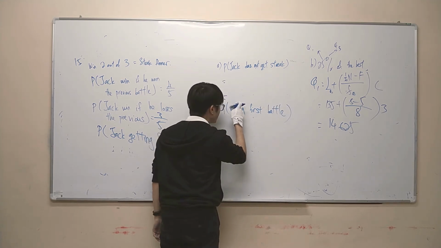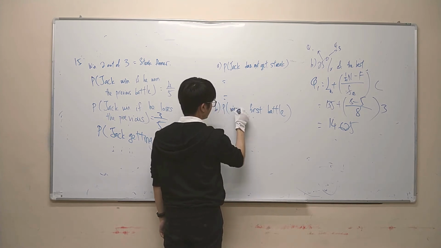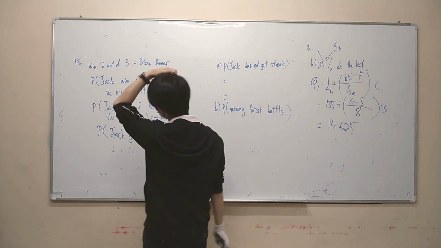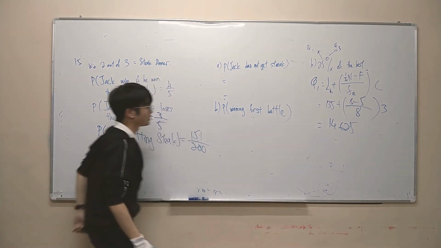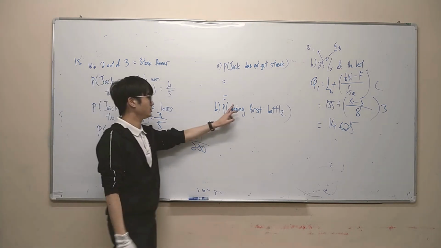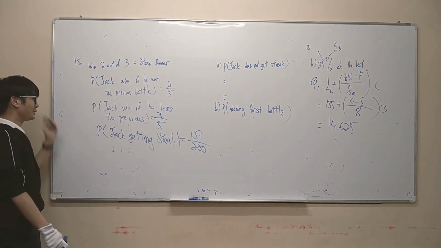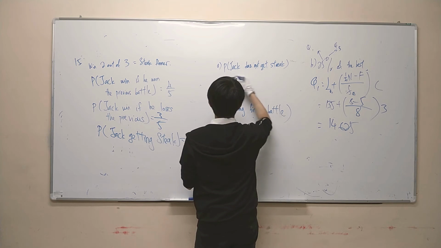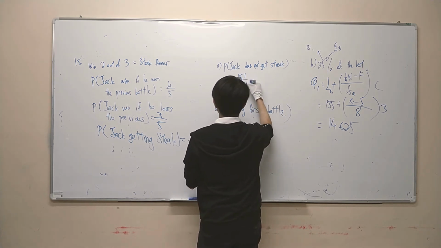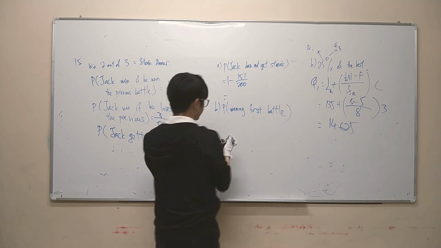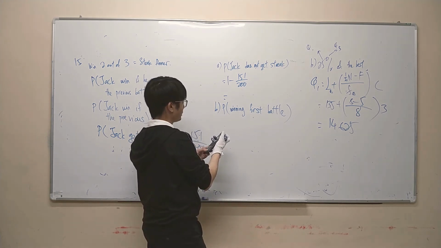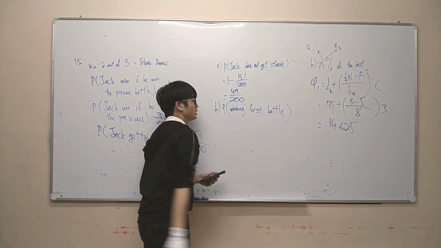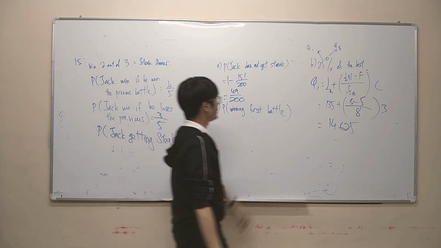Okay, this is not how you spell winning. How to spell winning? Right? Yes, winning is correct. 151 over 200 and then 1 minus answer. So 0.245, convert that to fraction. 49 over 200. Probability of winning first battle.